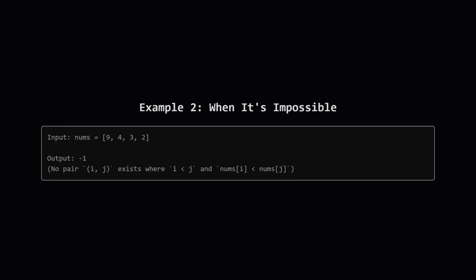Now what about this case? The list is 9, 4, 3, 2. Let's try again. Can 9 be our smaller number? Nope, nothing after it is larger. Can 4 be our smaller number? Nope, the numbers that come after it, 3 and 2, are smaller. Can 3 be our smaller number? Nope, 2 is smaller. We've run out of numbers. We never found a single pair where a number was followed by a larger number. In this situation, the problem says we should return -1.